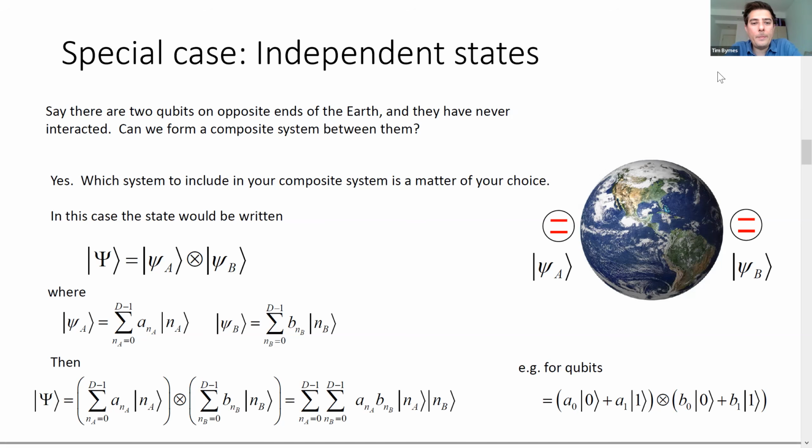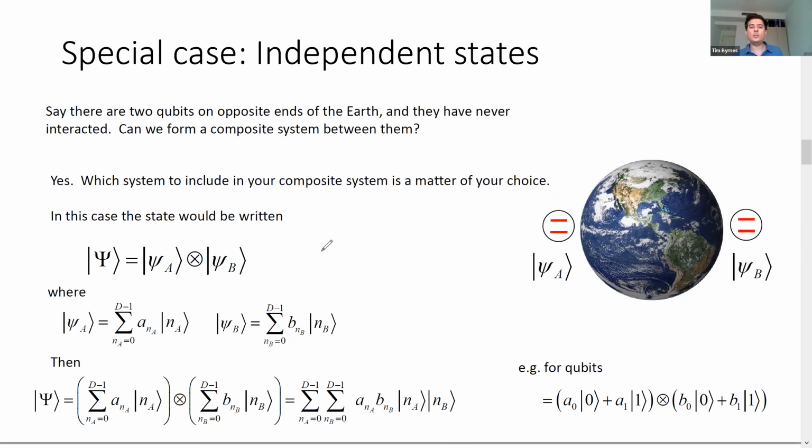And so the question that I have on the slide here is, suppose you had two qubits like this, and they're on opposite ends of the Earth. Can we form a composite system between those two?